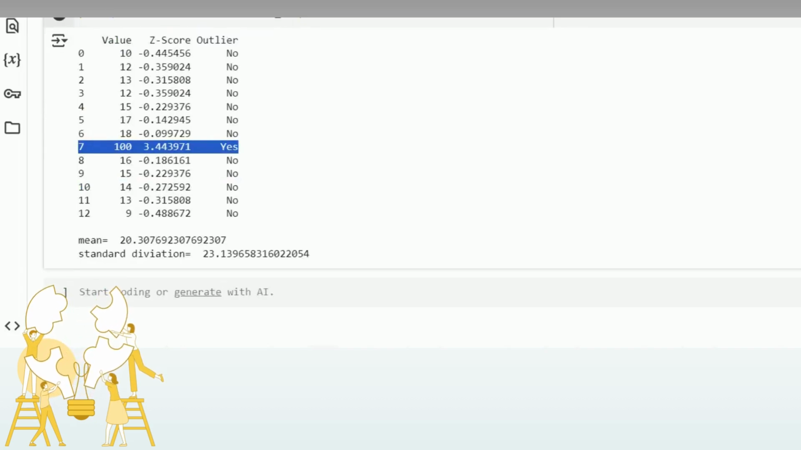Looks like the values we found are the same as the values we computed. Hence only for data point 100 it has a yes printed.